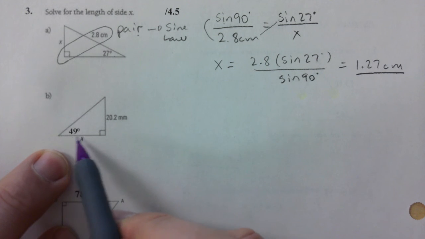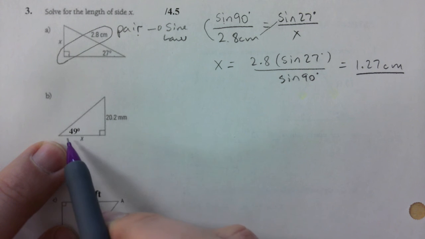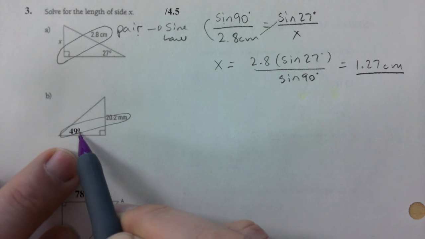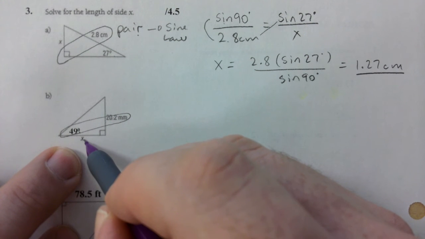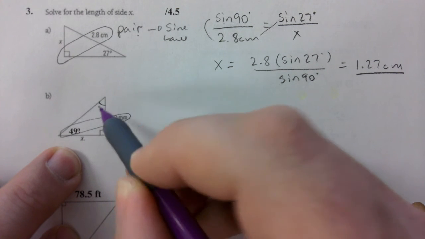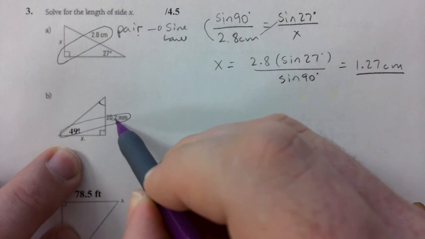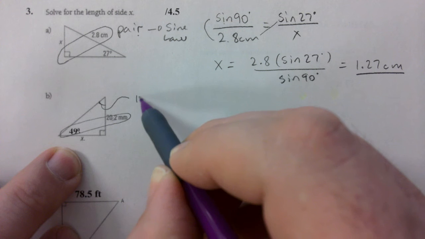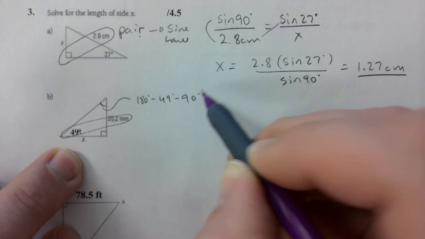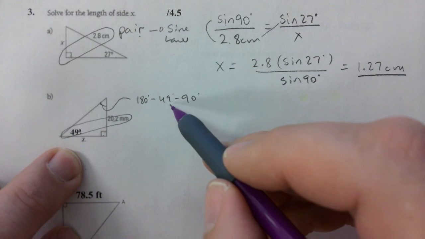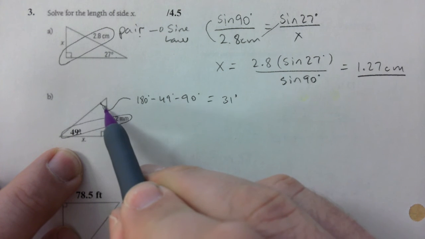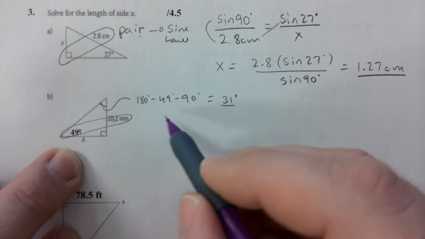We have this as being a pair right there. How do we find this side length? Well, we have these two angles, so we just need to find this third one. This is a hidden pair. This is going to be 180 minus 49 minus the 90 here. And so what are we at? 31 degrees. That's this angle right there. That's the one that we're going to need for this.